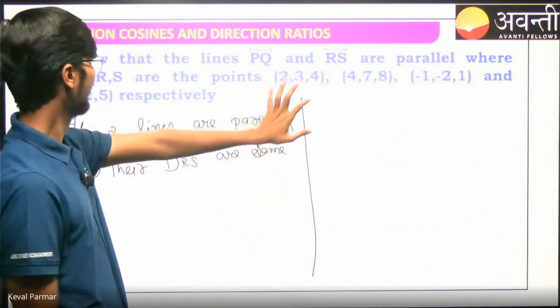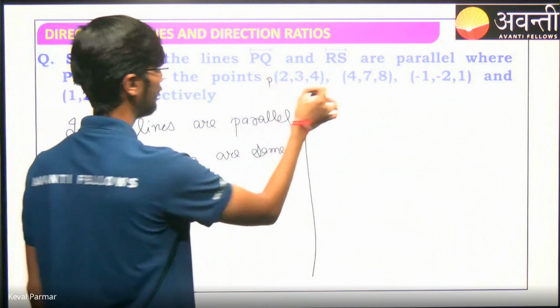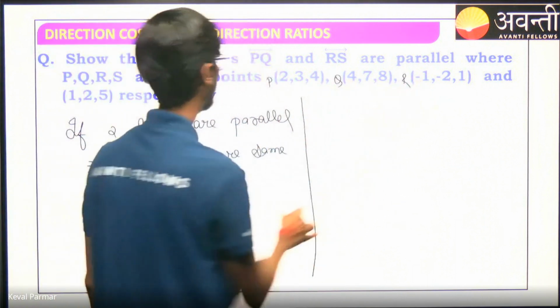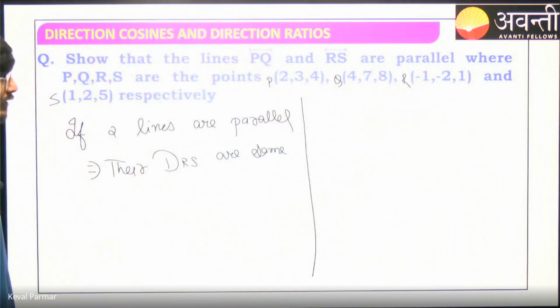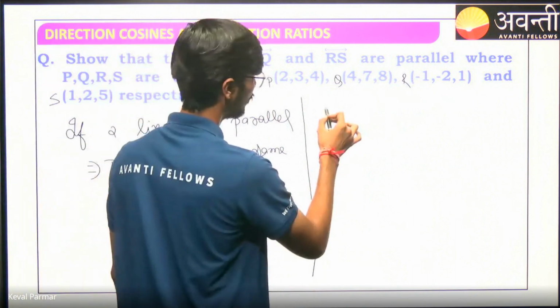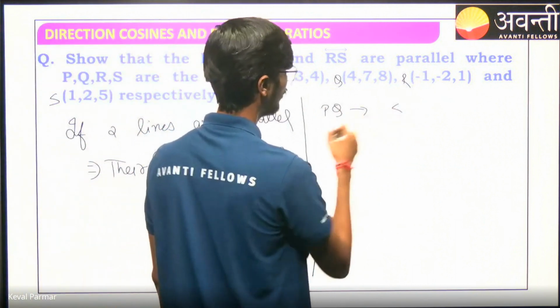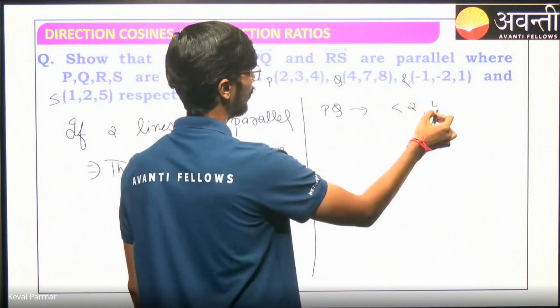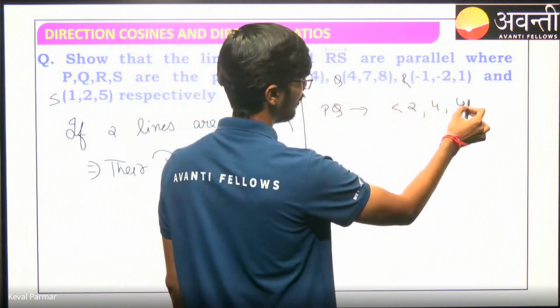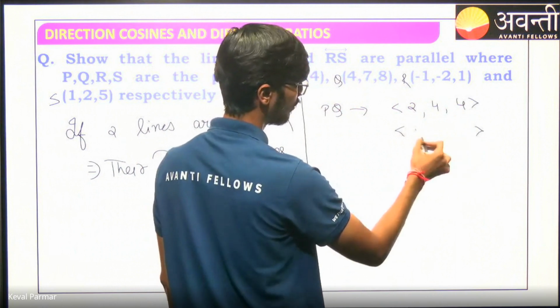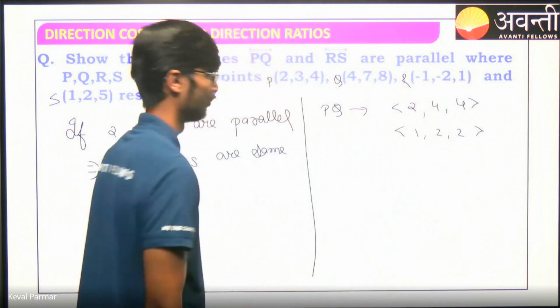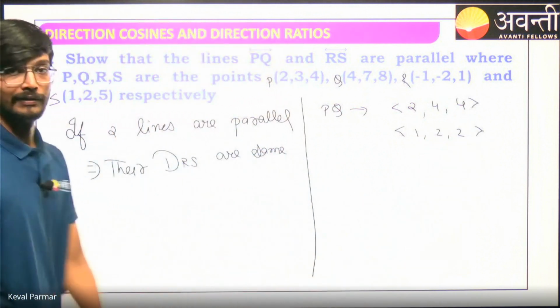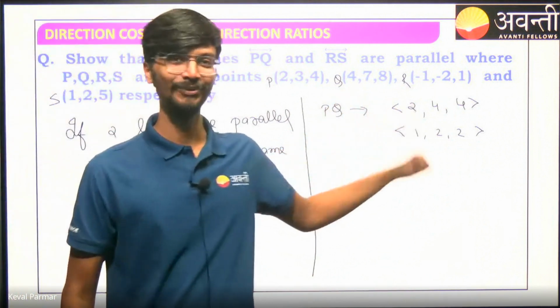This is point P. Let me write it, points P, Q, R and S. Now let us write the DRs of PQ. So what is the DRs of PQ? It will be 4 minus 2, 2, 4 and 4, which I can reduce to 1, 2 and 2. This is the notation of DRs, right? I hope you all know this.